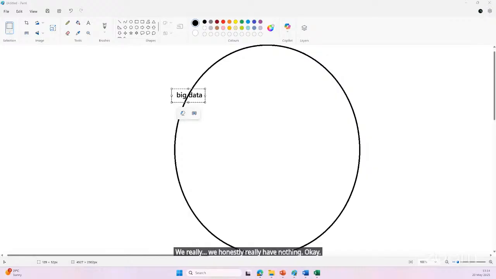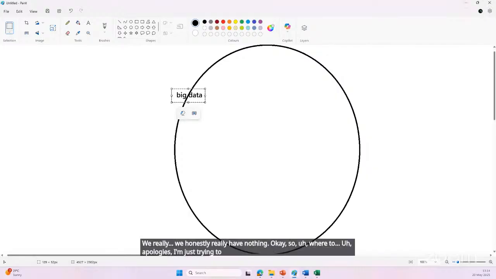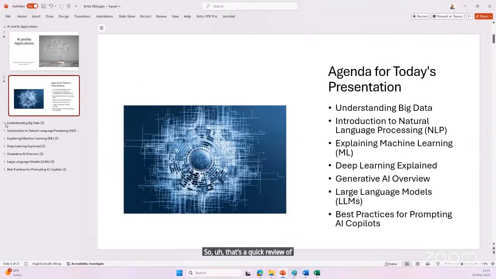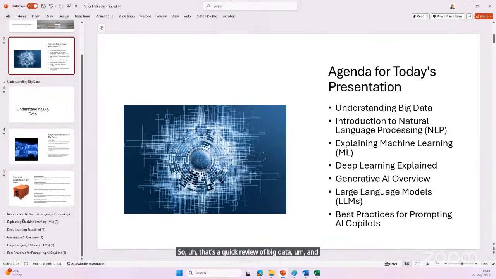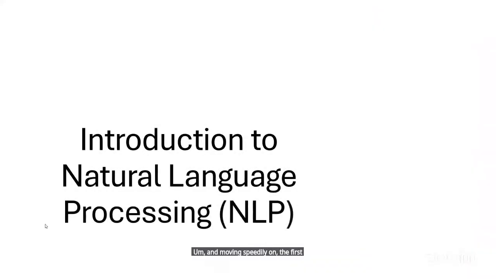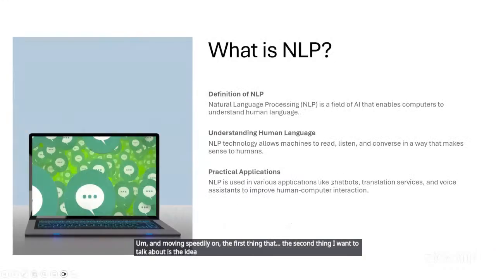Okay, so where to? Apologies, I'm just trying to keep track of what I'm doing. Okay, so where to from here? That's a quick review of big data, and I'm pretty confident we can move speedily on. And moving speedily on, the second thing I want to talk about is the idea of natural language processing.